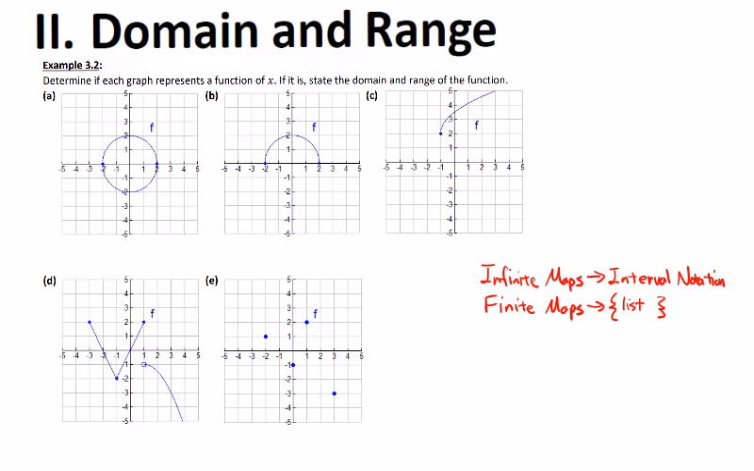So looking at all of these examples, example 3.2, it says determine if each graph represents a function of x, then if it is, state the domain and range of that function. So taking a look at part A, we can see that if we were to apply the vertical line test, right there, this is not going to qualify as a function. So this is not a function.